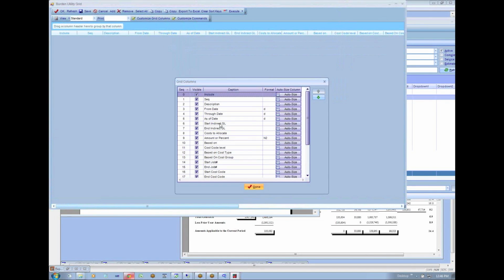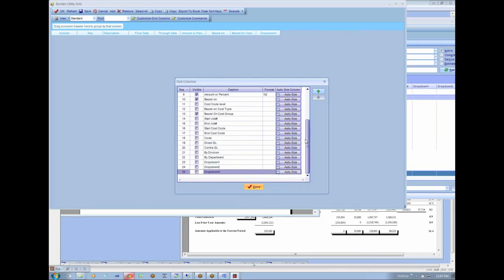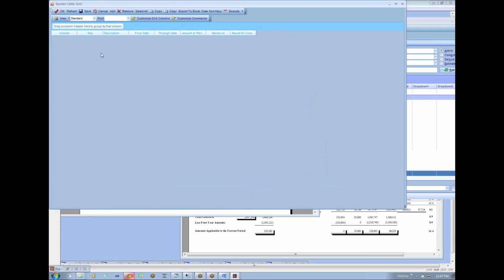So let's customize the grid. The grid can be used in a lot of different ways. You can burden your costs based on, I mean, we have some real sophisticated things that go on with this grid. So if you need some unique burdening concepts, you just need to do a training session with it. We're going to do this in a way that most people do, based on the cost code level. So we're going to keep it simple, which is what we like. So we'll turn those columns on.